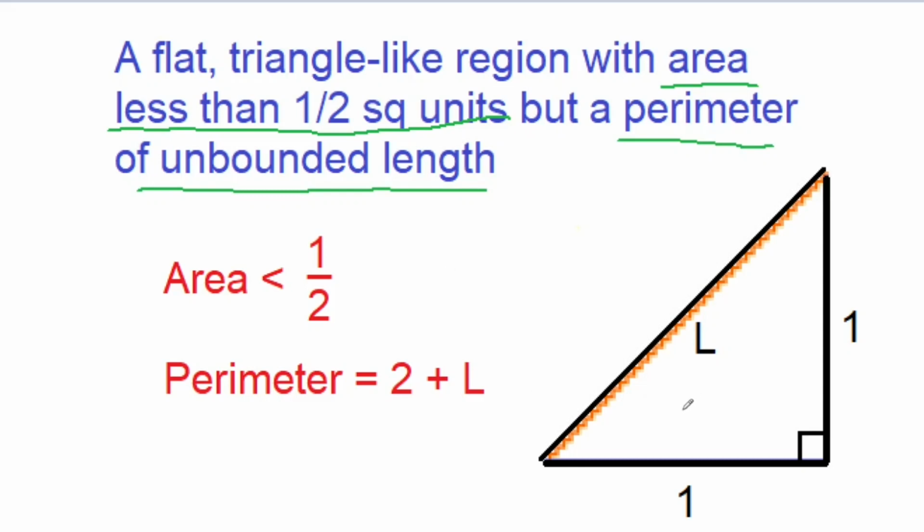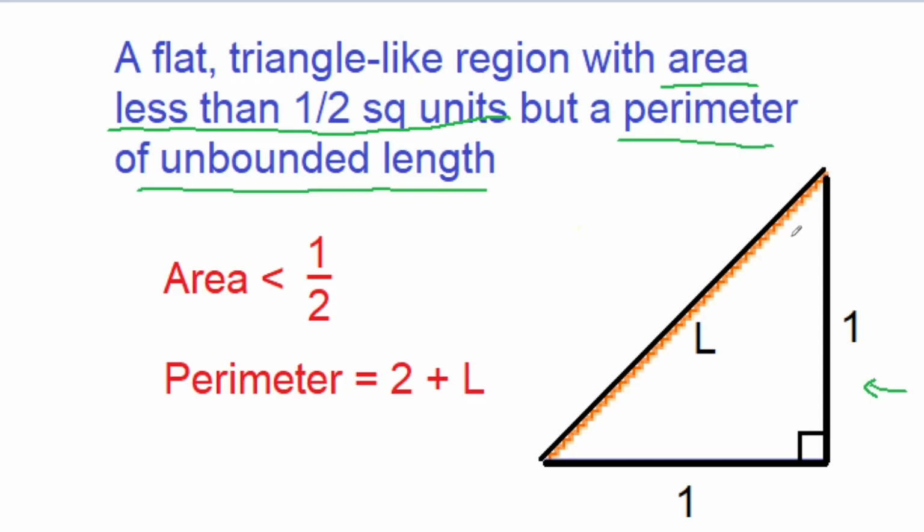The triangle-like region shares two sides with a right triangle that we see here, and the hypotenuse, however, is replaced with this jagged orange curve whose length can be arbitrarily large. I've discussed this type of curve in another video about a paradox involving lengths of curves. So check that out if you're curious.